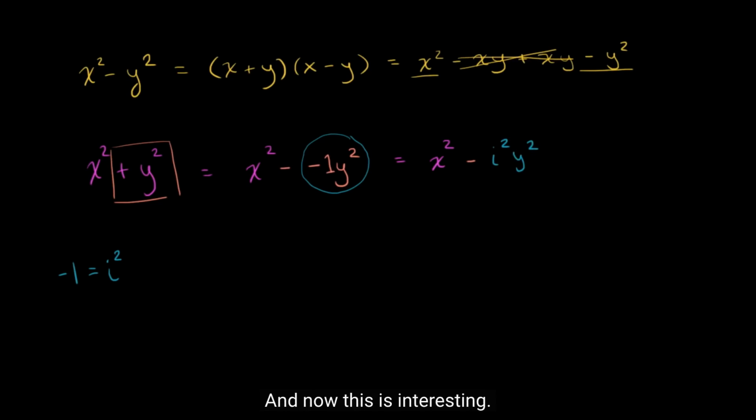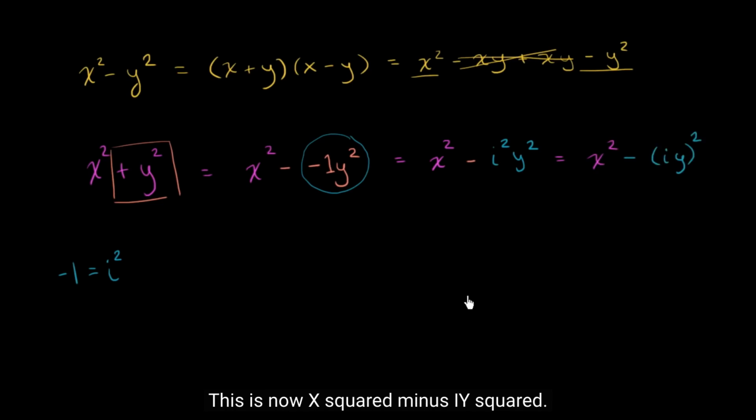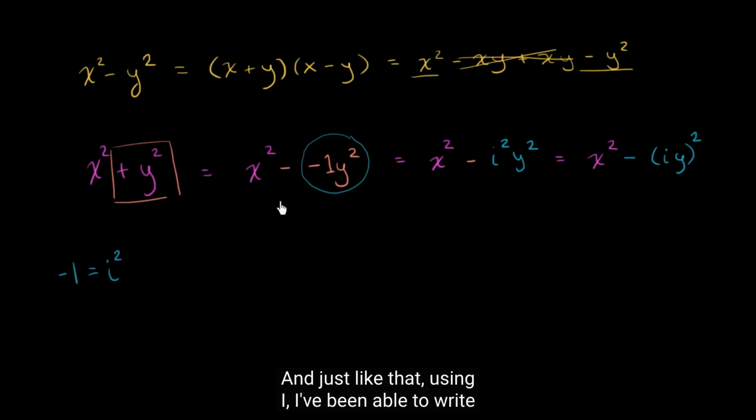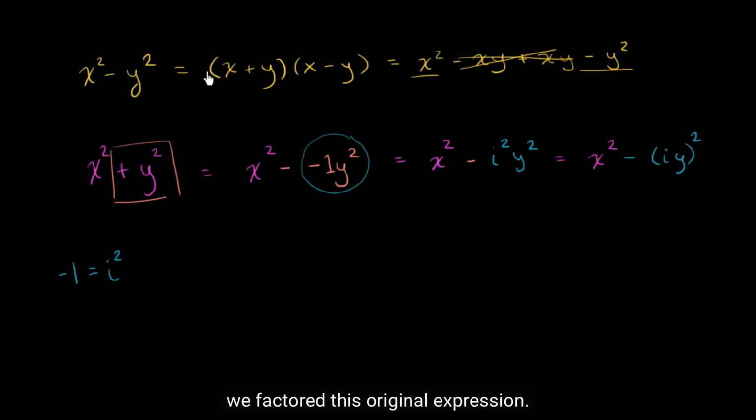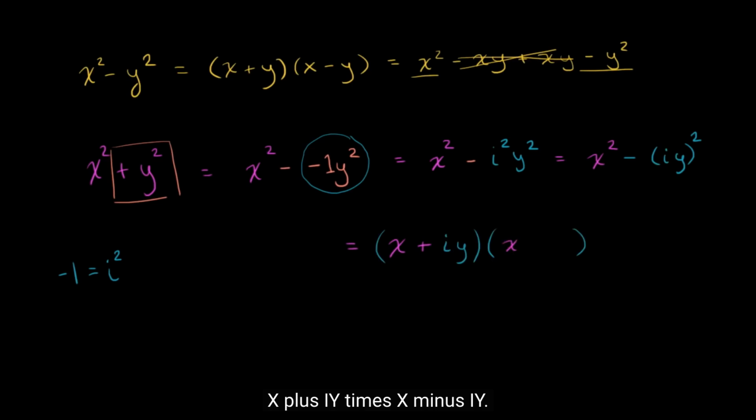And now this is interesting. I think you see where this is going, but I'll just make it very explicit. This is now x squared minus iy squared. And just like that, using i, I've been able to write this sum of squares as a difference of squares. And now we can factor it just the exact same way that we factored this original expression. This thing is going to be equal to x plus iy, times x minus iy.